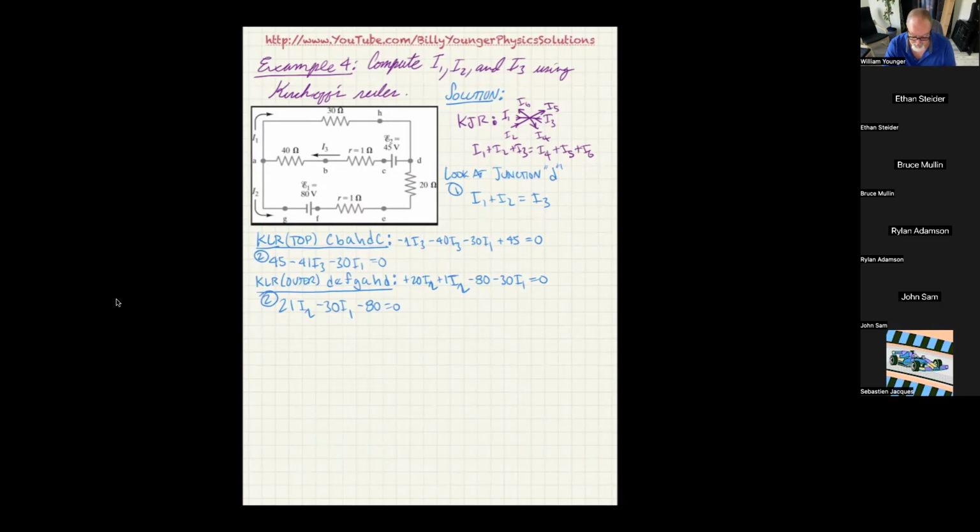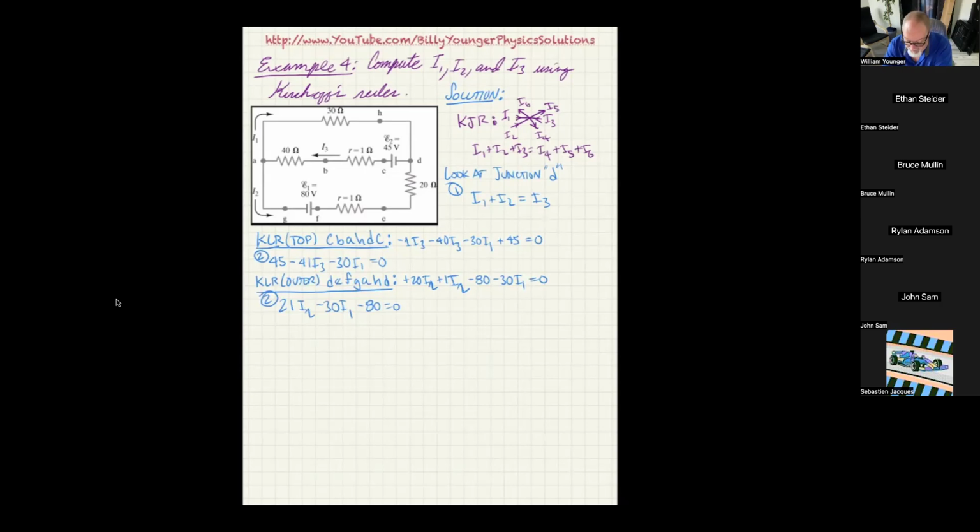So I do have 41 total for I3. That's the total resistance, a 40 and a 1, so that makes me feel good. For I2, I should have a total resistance of 21. That's what I got. That makes me feel good. And for I1, I should just have 30. That's what I got in both cases, so that makes me feel good.